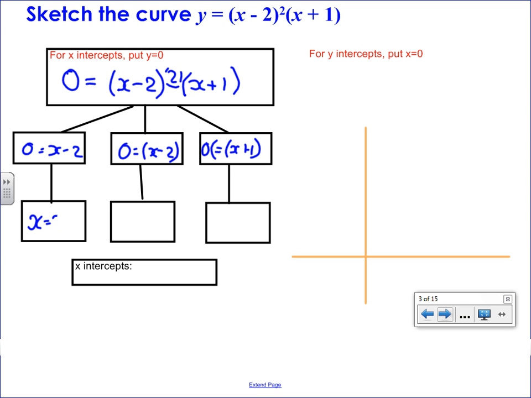So x is 2, x is 2 again, and x is minus 1. That's it. So 2, 2, minus 1. And we call this a repeated root. Repeated because it is repeated. So it's the same root twice.